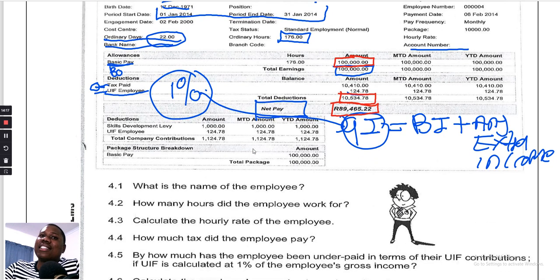Let's move forward. We're still going down to understand. So after understanding this, you'll realize that in answering these questions, we're going to spend less time answering those questions. Why are we going to spend less time? It's because we understand the information presented in this pay slip. Okay, moving down, what do we have? We have the deductions. Then they say skill development, UIF, employee. Then look at this, it says total company contribution.